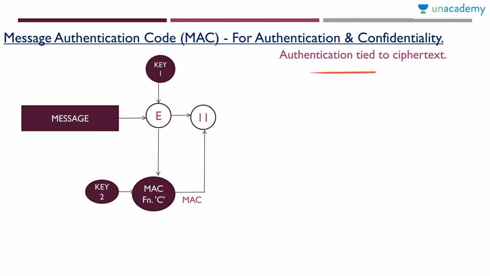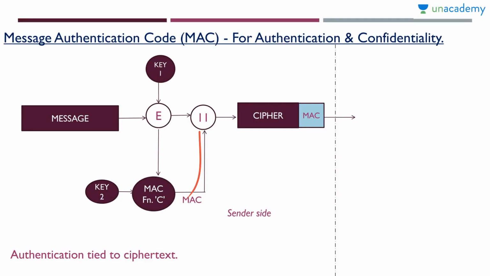That is why we say authentication is tied to ciphertext. This MAC is applied to the ciphertext. Now we'll get what? The encrypted message is applied to the MAC function, so this MAC is attached to the cipher, and then we'll get cipher plus MAC. That is the sender side, and that's why we say authentication is tied to ciphertext. The MAC is attached to the ciphertext.